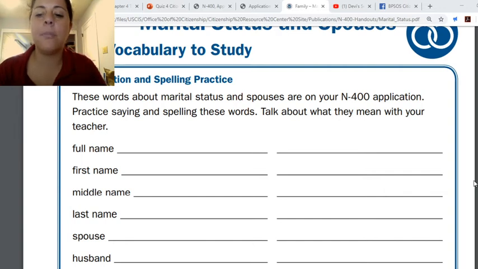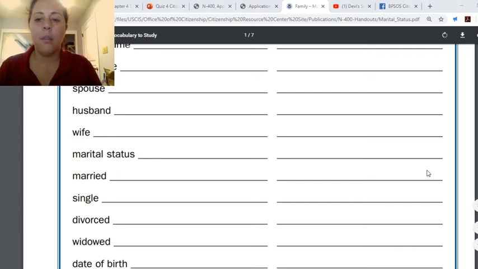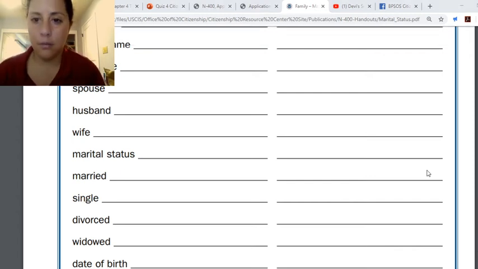Spouse. Here, you're just practicing how to say spouse and how to write it. Everyone repeat: full name. First name. Middle name. Last name. Spouse. Husband. Wife. Your spouse is your husband or wife. Spouse means husband or wife.